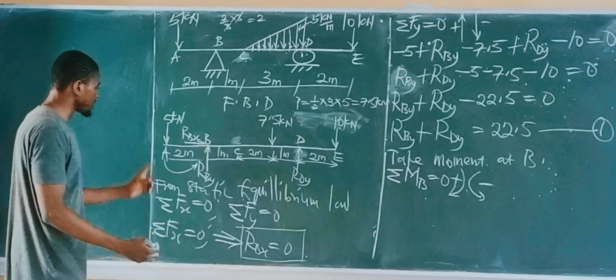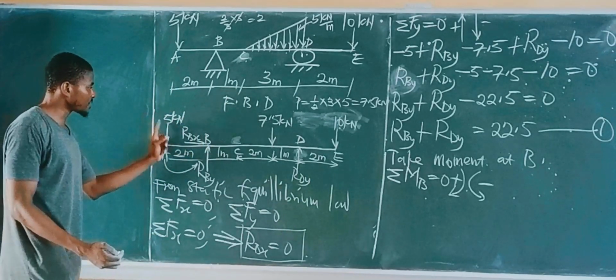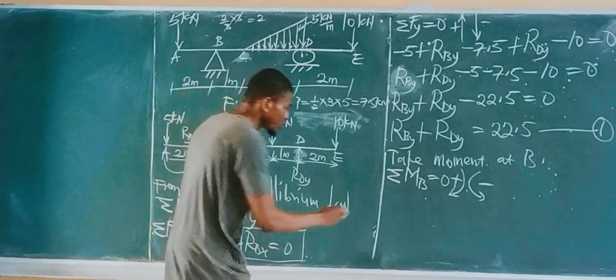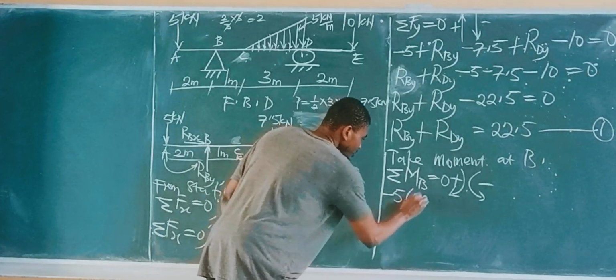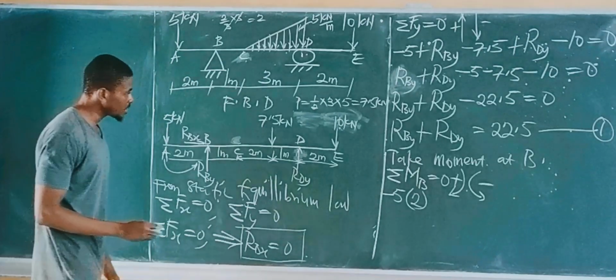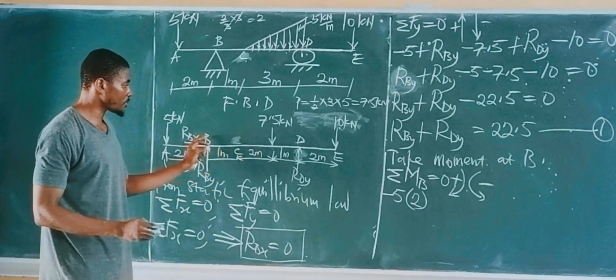So therefore, our moment is force times the distance it takes this force to get to point B. The distance it takes this force to get to point B simply was 2 meters. So you simply have minus 5, minus because it gives us negative moment, times distance 2 meters to point B. So you have that. The next moment to take is the moment of this 7.5 kilonewtons force about point B.